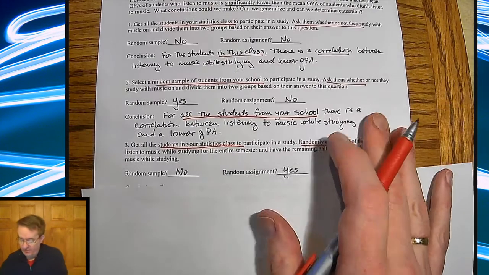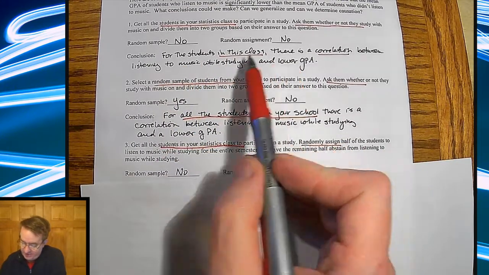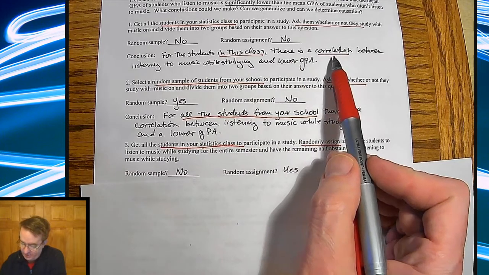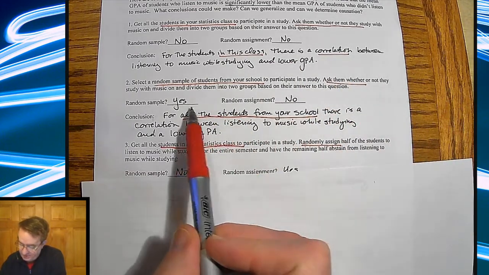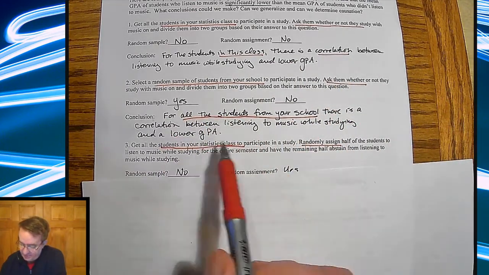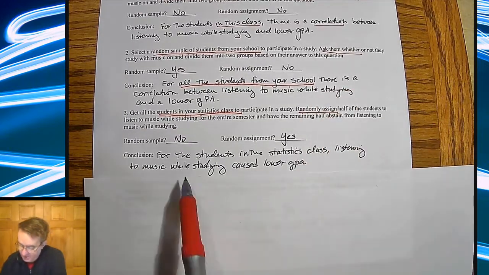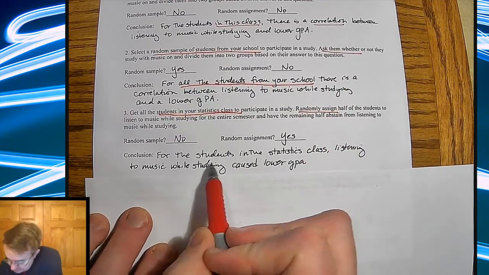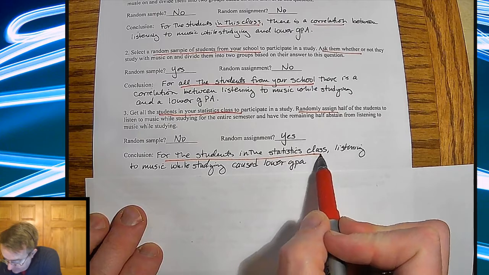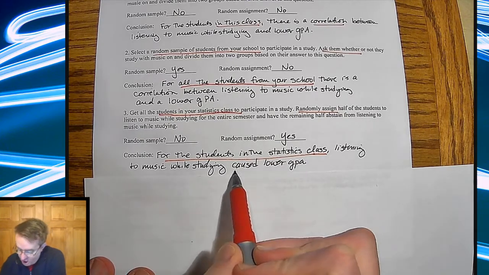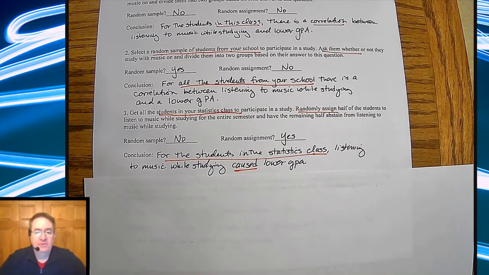What happened before? No random sample, no assignment, students in the class, no correlation. Okay. Here, the random sample allowed us to take it from the bigger school. The random assignment said it was correlation. So in this case here, for the students in our class, listening to music caused the lower GPA.